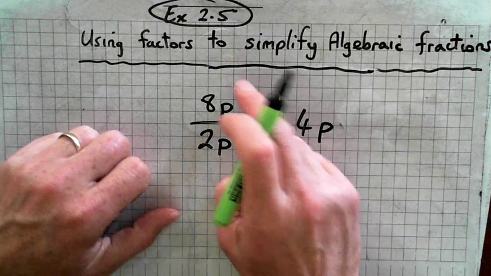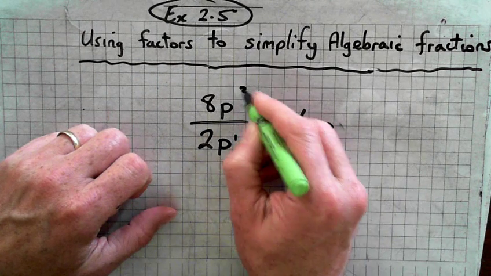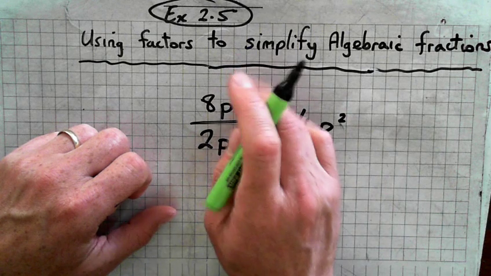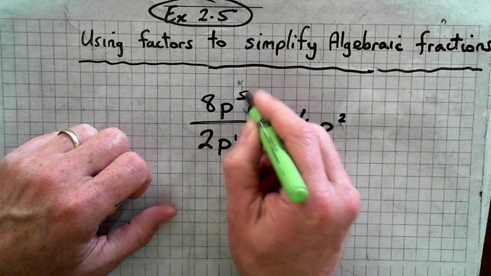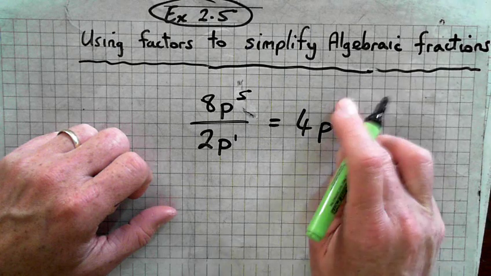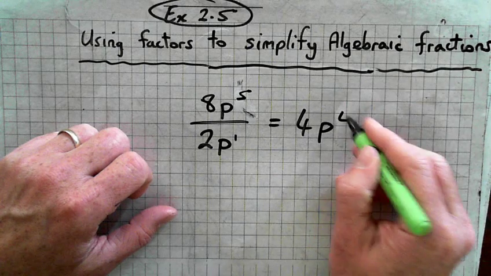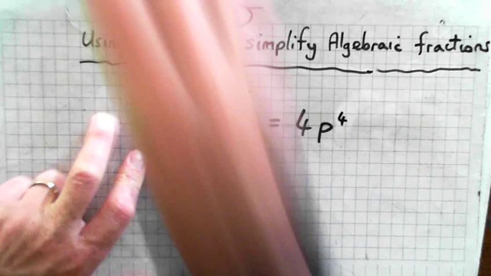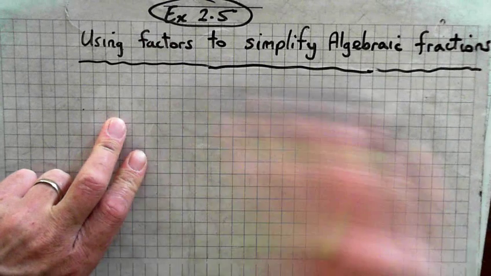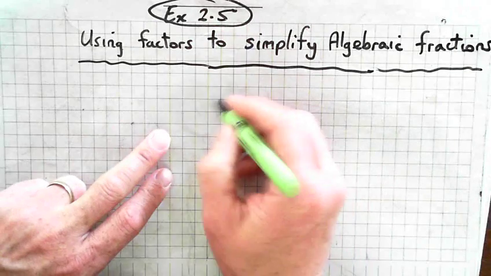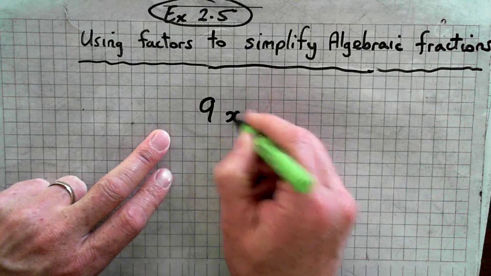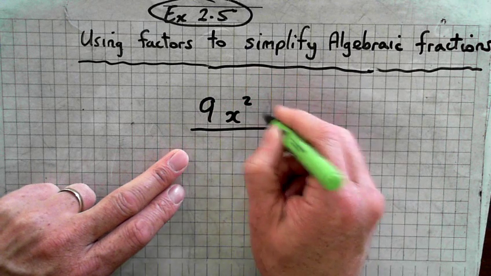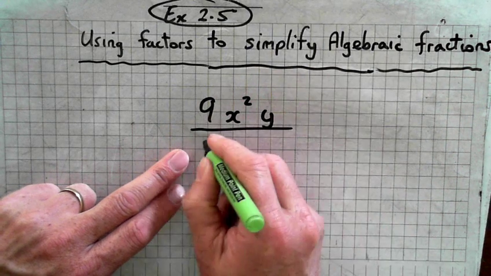What would it be if that was 3 and that was 1? That would be p squared. What would it be if that was 5? That would be p to the power 4. So you subtract the powers in that case. Let's have a look at another one. The best way when you write them down is to make sure that numbers are above each other, the x's are above each other, and the y's are above each other.